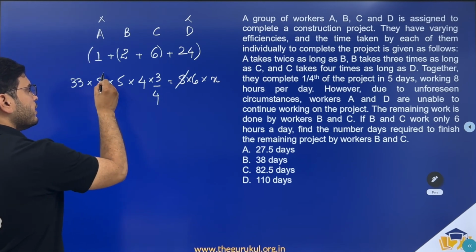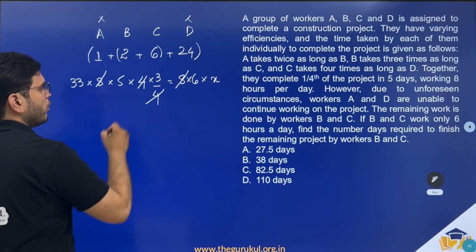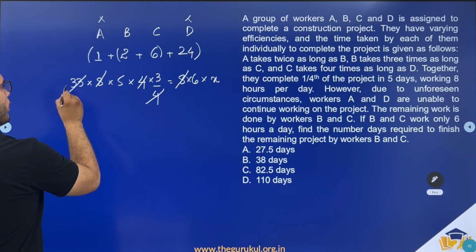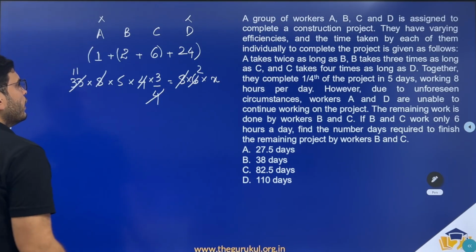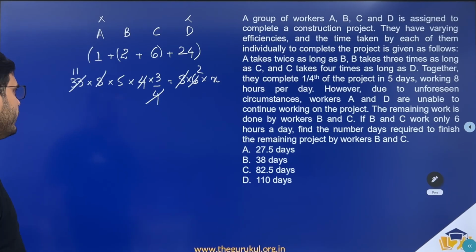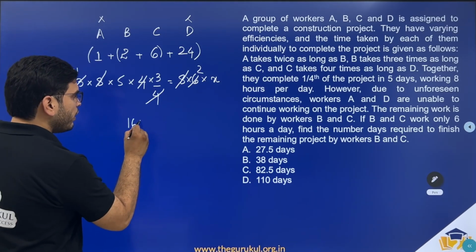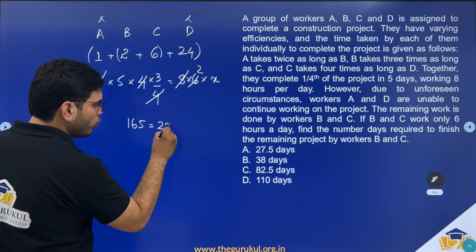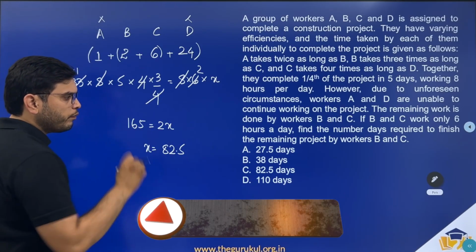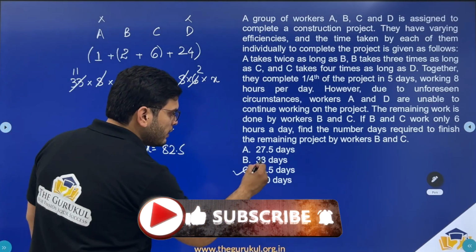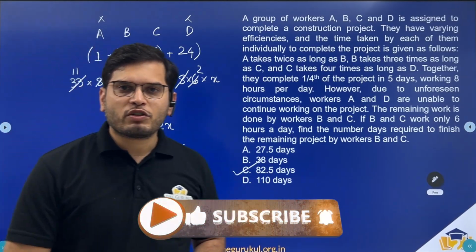Now I can cancel 8. I can cancel 4 and 4. 3 11s, 3 twos, or 33. 33 into 5. 33 into 5 is 165. 165 is equal to 2x, or x is equal to 82.5. Right. So hence option C should be the answer to this question.